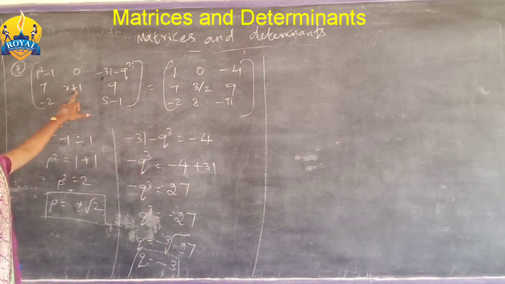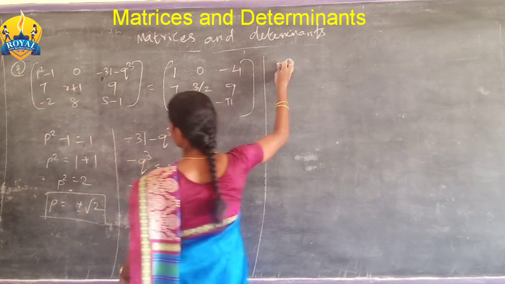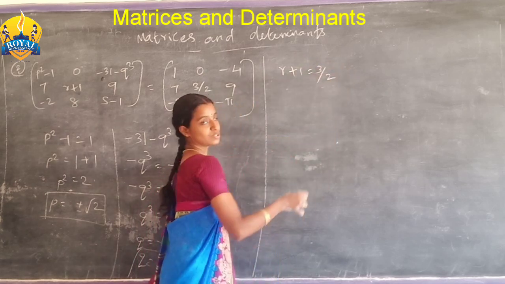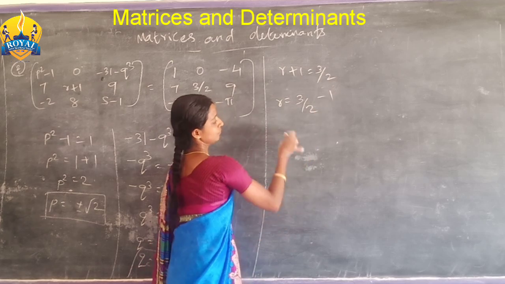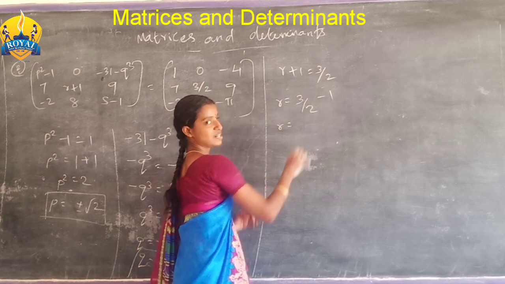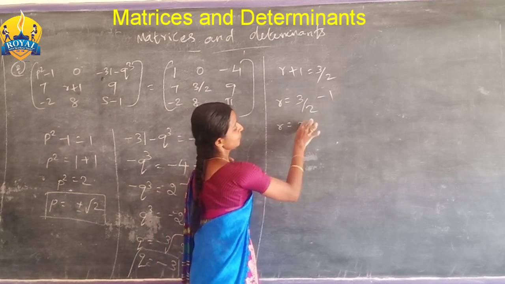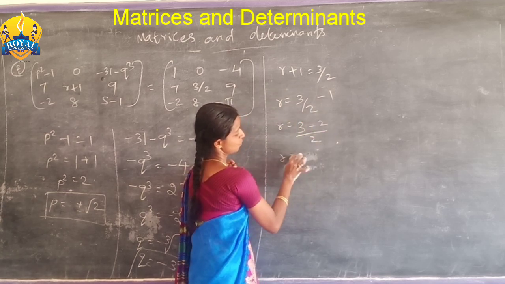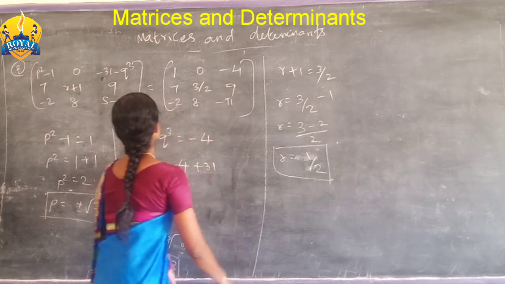Similarly, I have R plus 1 equal to 3 by 2. So the value of R equals 3 by 2 minus 1. Taking the LCM, because I have a fraction and a whole number, I can find the value of R. So 3 minus 2 by 2. So R is equal to 1 by 2.